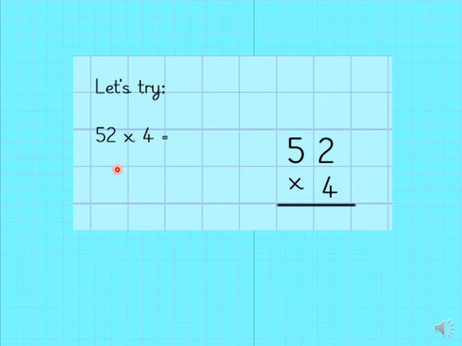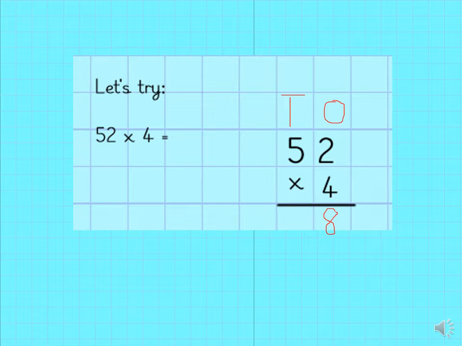Right, so we have got 52 times 4. Again, that's 4 groups of 52. So think about how we set it out in our tens and ones column. So here's our tens and here are our ones. We've got 52 times 4. So the first step is multiplying the ones. So we have to multiply 4 by 2. So 4 times 2 we know is 8.